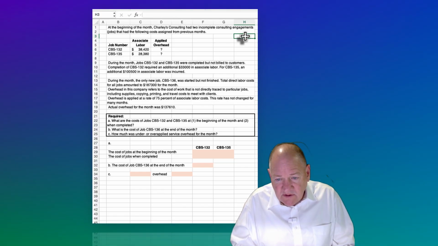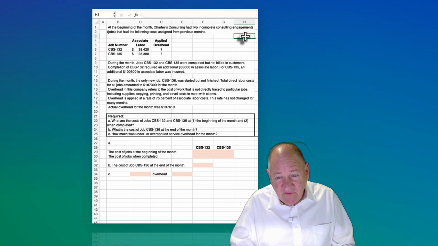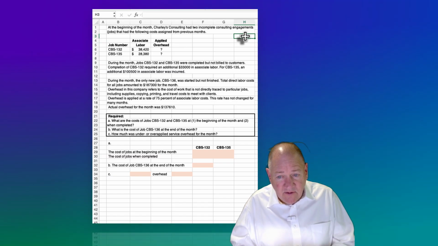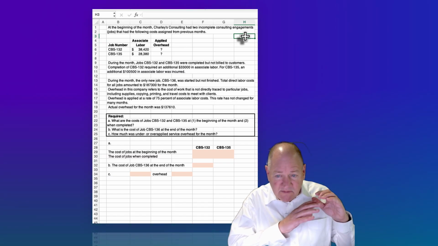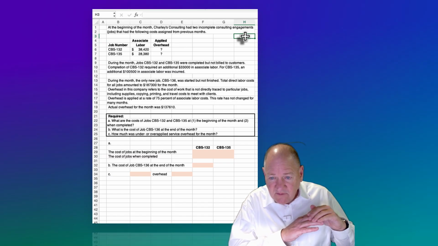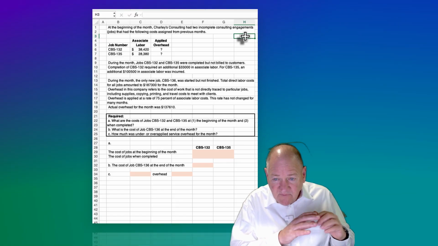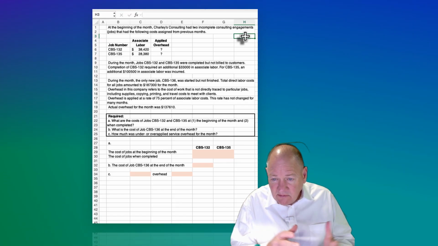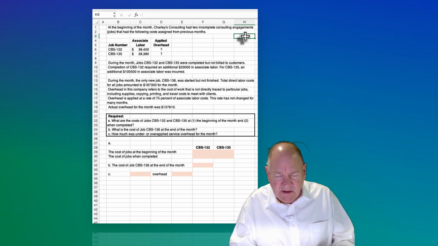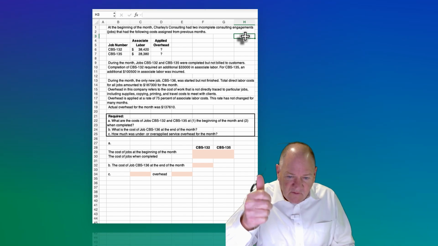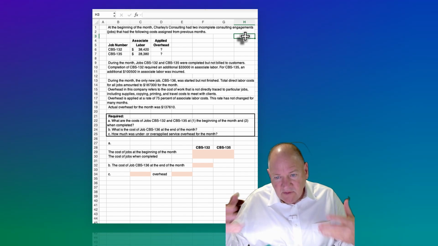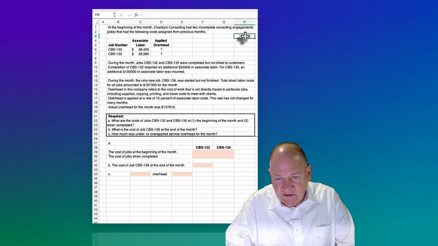Now, the reason you might want to apply that overhead cost to a job is maybe when you finish the job, you turn around and look at your costs and you use that in billing your customer. Or maybe your pricing with the customer was determined independently of your costs. And when the job finishes, you want to know how much money did we make on the job. So I need to know how much labor costs and I need to know how much overhead we've associated using this pattern of associating labor costs that Charlie's Consulting has adopted.